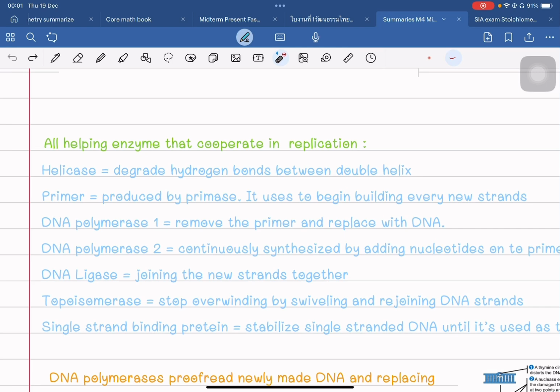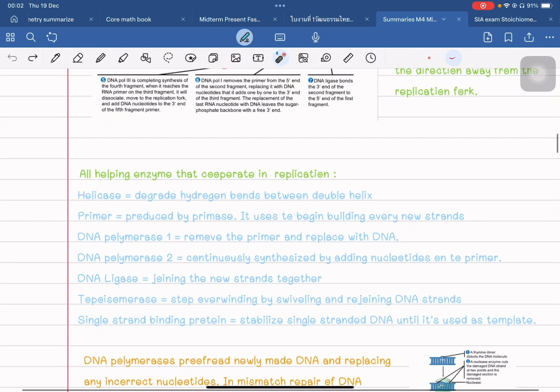Next is DNA polymerase 1. It's used to remove the primer and replace it with DNA instead, because the primer is RNA, right? So they have to change it into DNA to make the completely, fully new DNA strands. Next is DNA polymerase 2. It continuously synthesizes by adding nucleotides onto the primer.